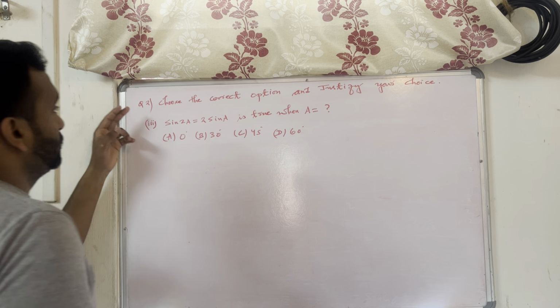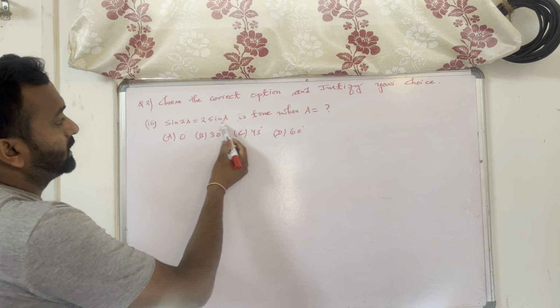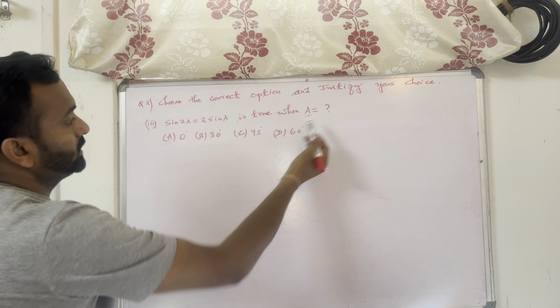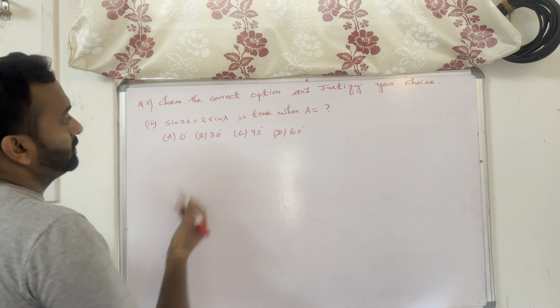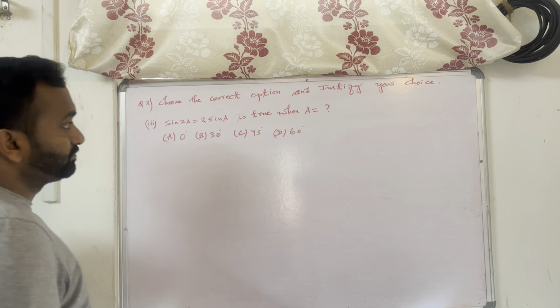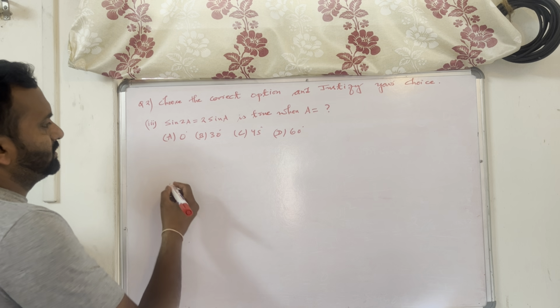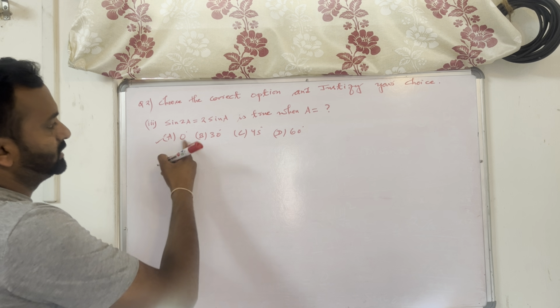Let's do question number 2 part 3. What we have to prove is sine 2a is 2 sine a. It's true when a is which one? This LHS will be equal to RHS when this is going to happen, so that we have to prove. The answer is 0 degree.